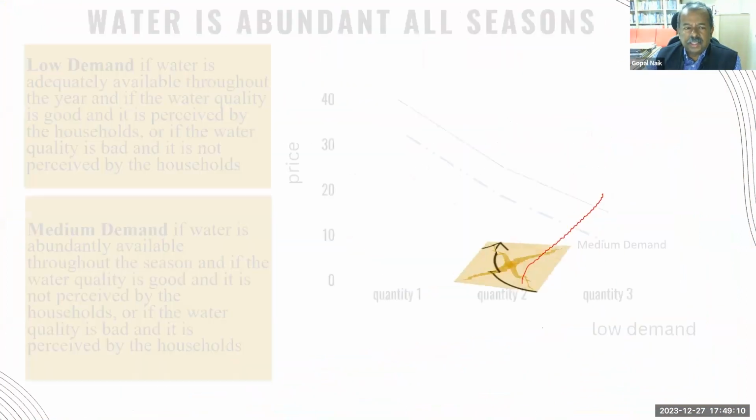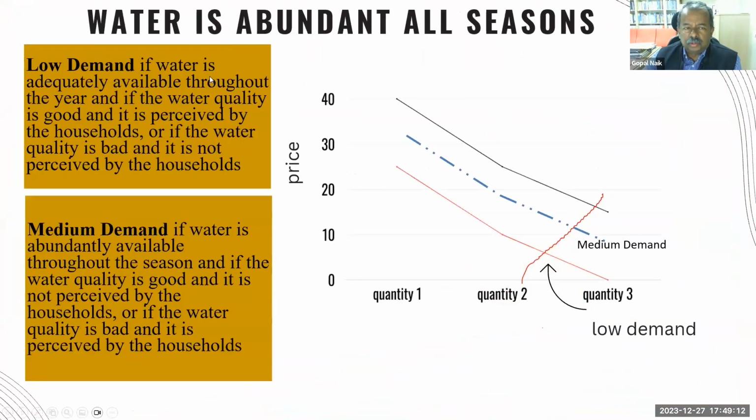So in these cases, for example, if there is a low demand which is arising out of water scarcity, and of course, as we talked about, low demand which is arising out of abundantly or adequately available water, then we would expect that the demand will be like this instead of a medium demand or a high demand.